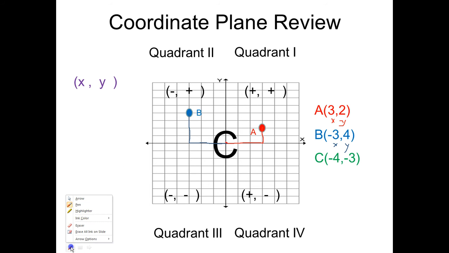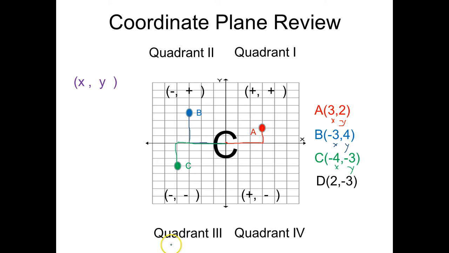Our C, if you look at our C, our x direction is negative and our y direction is negative. So if we've plotted this correctly, we'll end up in quadrant 3, starting again from the origin, going back 4, and then down 3, should land us in quadrant 3 for our C.